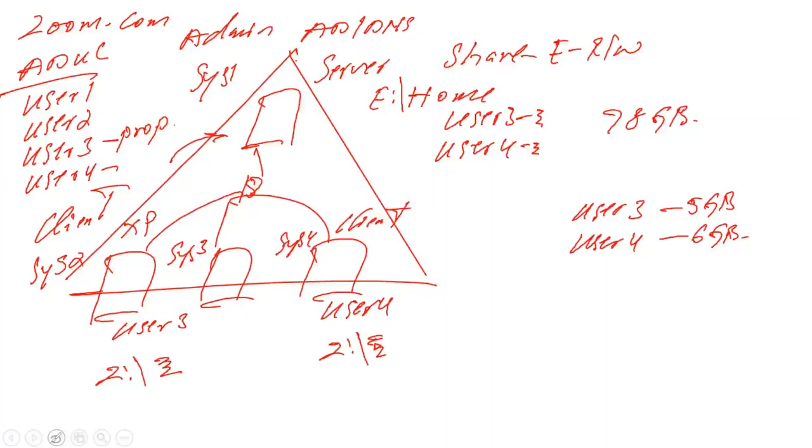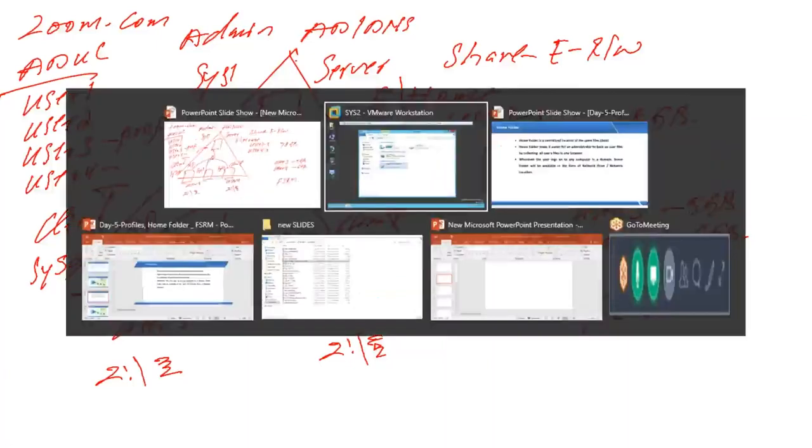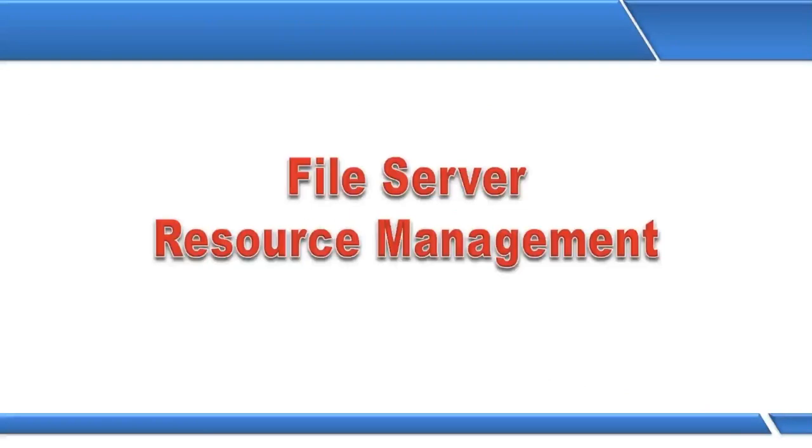So then Microsoft says that in the 2012 server operating system, Microsoft added one service. That service is called FSRM. FSRM stands for File Server Resource Management. Microsoft is saying that by using the File Server Resource Management service, we can restrict the drive size.